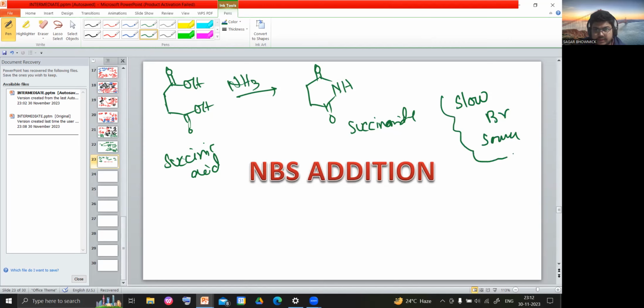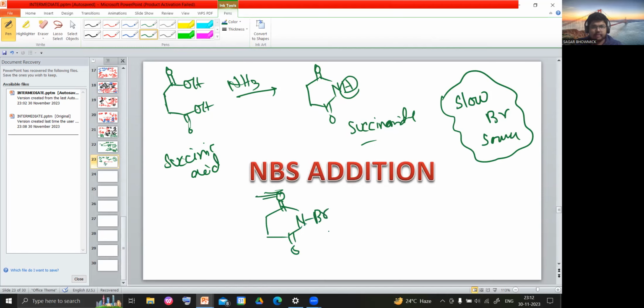This releases bromine slowly. If it is succinimide, in NBS, N-bromosuccinimide, hydrogen is replaced by bromine. Double bond O, N, Br. This is N-bromosuccinimide. This is a bromine source. In light or heat, this releases Br dot radical. But in a normal reaction, it gives Br plus slowly. Okay. What will happen?